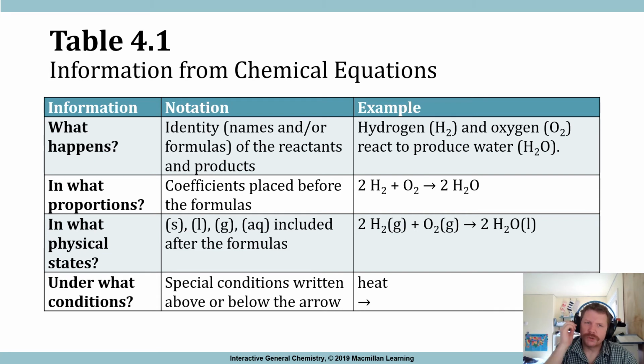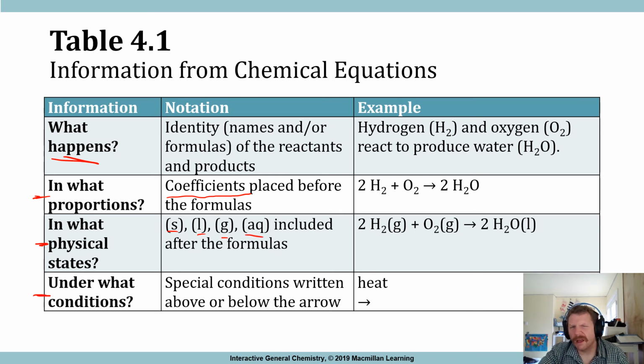Now, this is a nice little chart that shows you effectively what you see in any given chemical reaction. You'll be able to answer these questions whenever you look at a balanced chemical equation. What happens? What is the proportion of the reactants to the products to one another? In what physical states are those reactants and products? And under what conditions? So what happens? What's the identity of the different reactants and products? Then in what proportion? The coefficients that are placed before those formulas. And in what physical states, solid, liquid, gas, or aqueous, are included after those formulas.